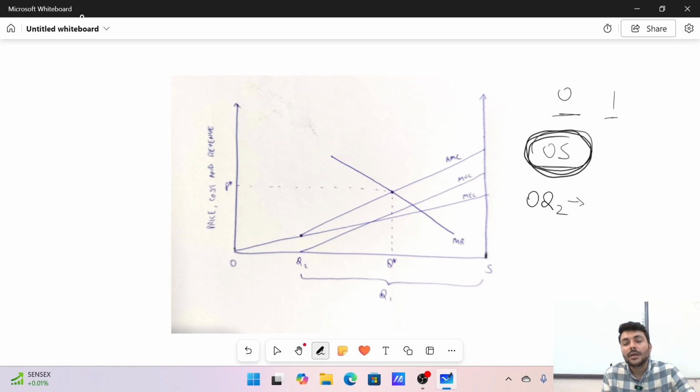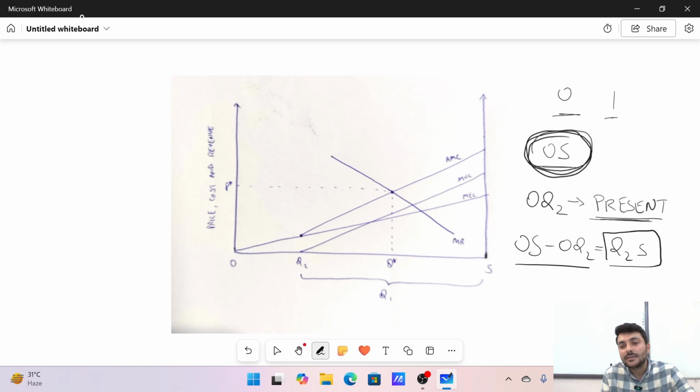OQ2 is what is required in the present time period. Present generations require only OQ2 level of resource. OS is the overall stock. OQ2 is what is required in the present time period. If we subtract OQ2 from the overall stock, what we get is Q2S. This is what is left for the future generation.